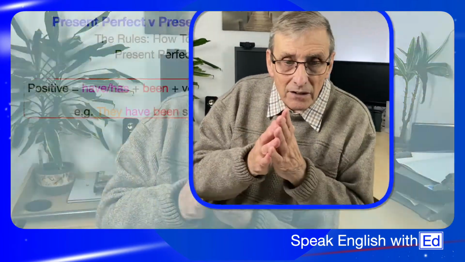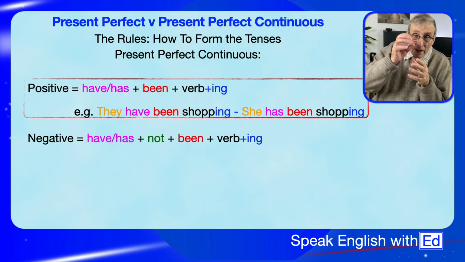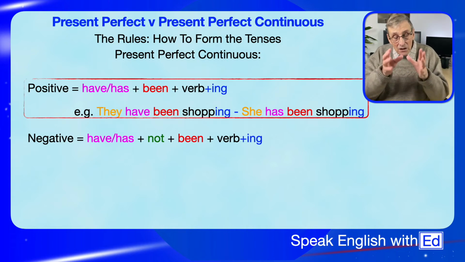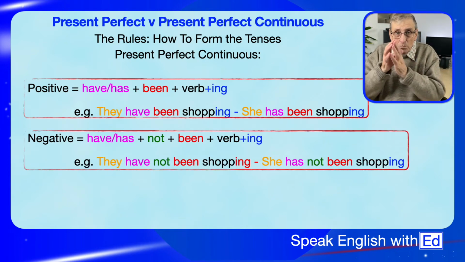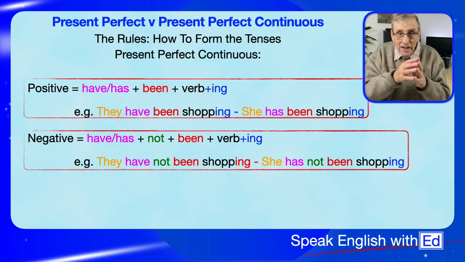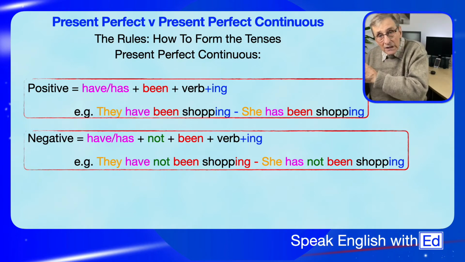Now, I'll put a link to a video at the top of the screen so that can help you with these verb changes at the end. Check it out. For a negative sentence, we need to put a negative word, but this time it goes in between the have and been. It goes before been. So I have not been shopping. They have not been shopping. She has not been shopping.